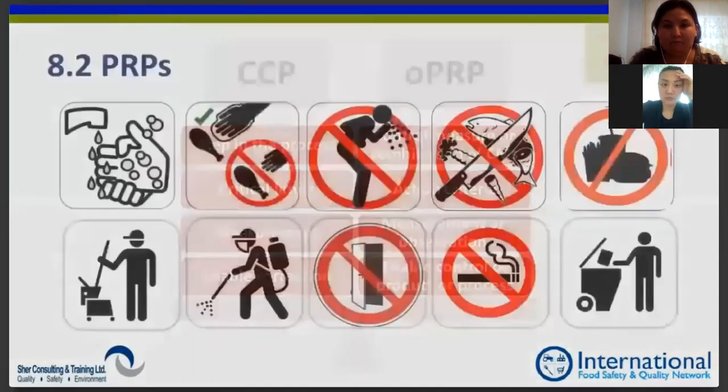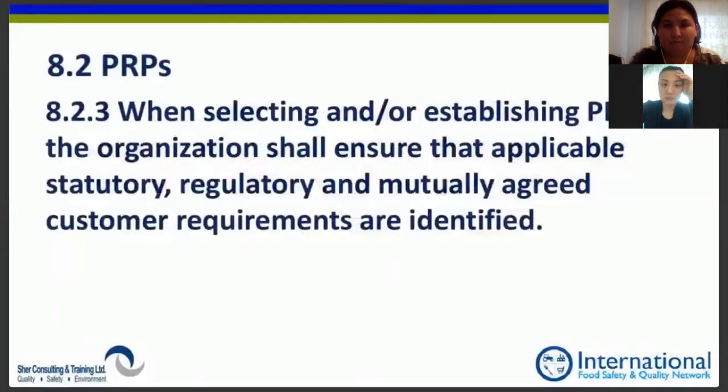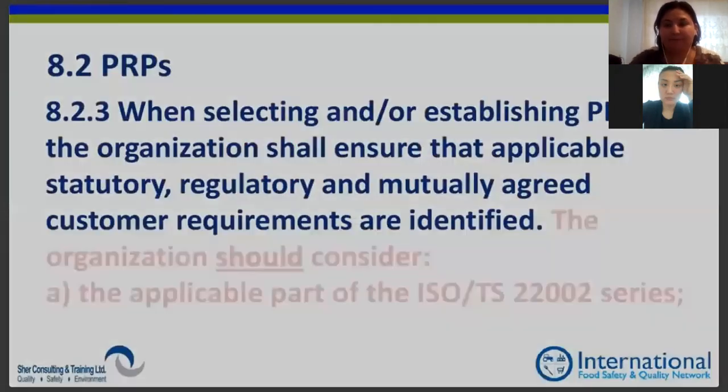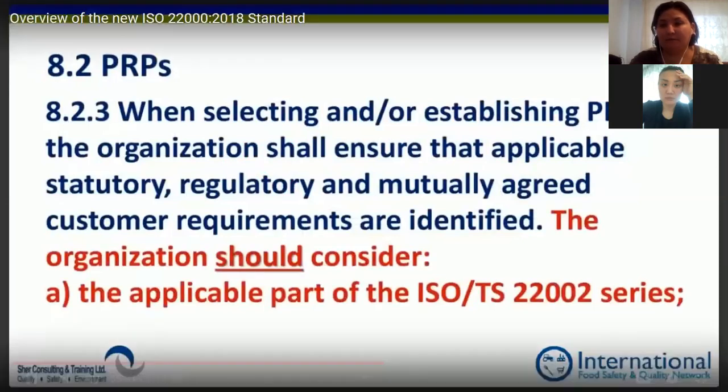Okay, so let's move along. Item 8.2, the PRPs. Big change here. When selecting and or establishing PRPs, the organization shall ensure that applicable statutory requirements and so on. Same thing. This has not changed. This has changed. This is the mention of this. It's not mandatory, but it should consider.